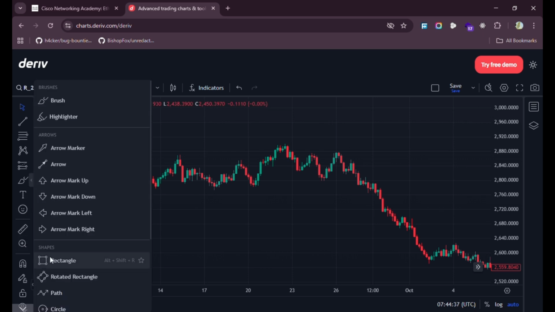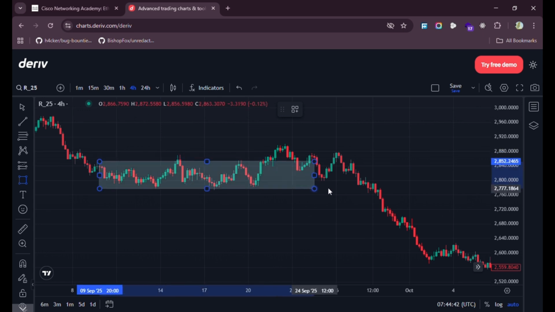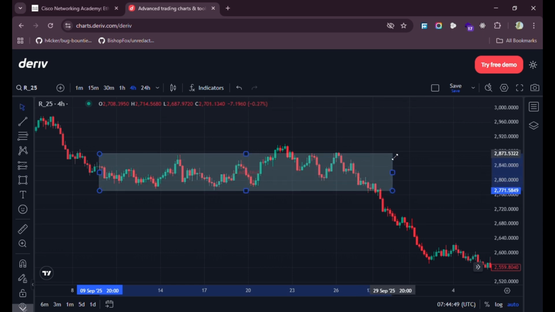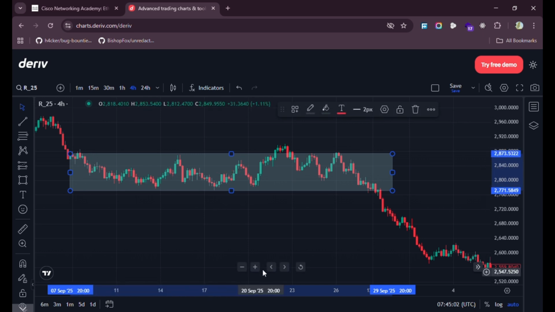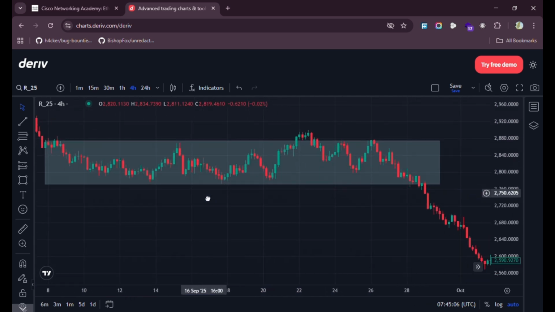An example of accumulation or a ranging market is from this point. You see, the market has not decided on which side it's going to take. The market has been ranging. It is indecisive. So this is the accumulation phase. At this point, you see the candlesticks are too small. The market is not making massive movements. It's just within this range.